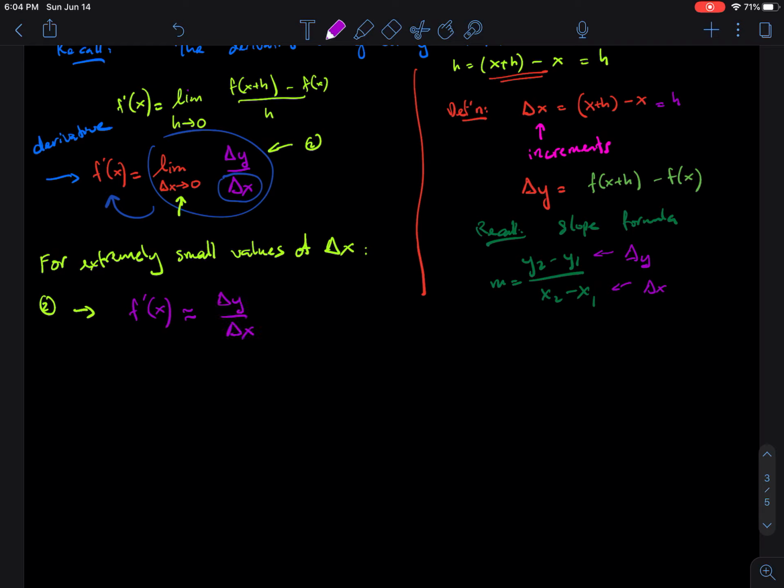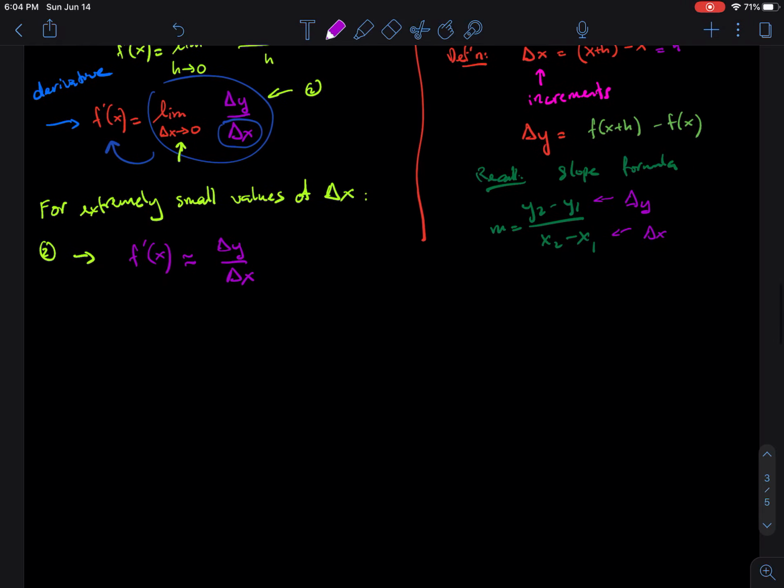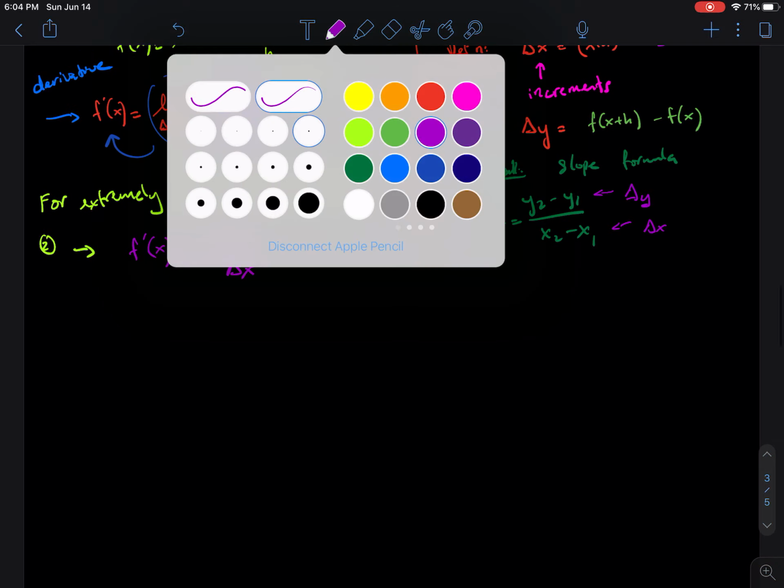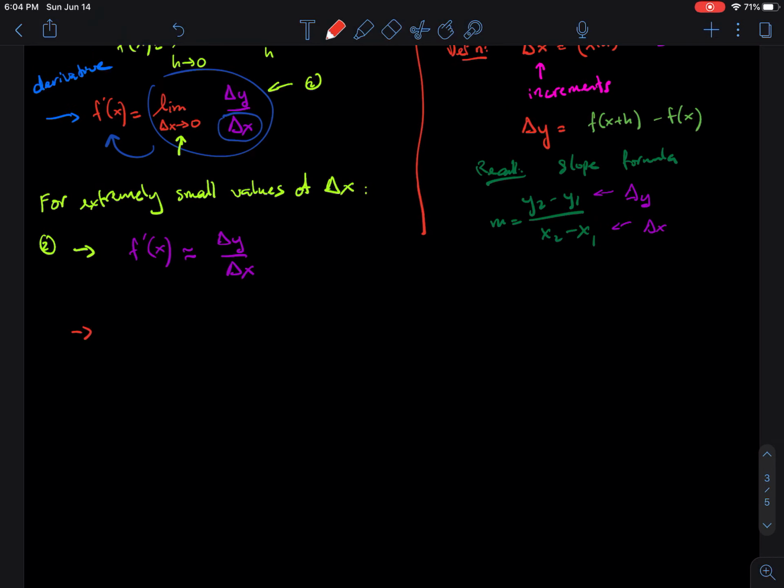Because the limit says, as delta x goes to 0, this quotient, delta y over delta x, that limit will approach an expression or equation, and that would be your derivative function, right? So if we use small values of delta x, we can say it's going to be approximately close to the derivative. And from there, if that's the case for small values of delta x, we can even go further and say that's going to be this here.